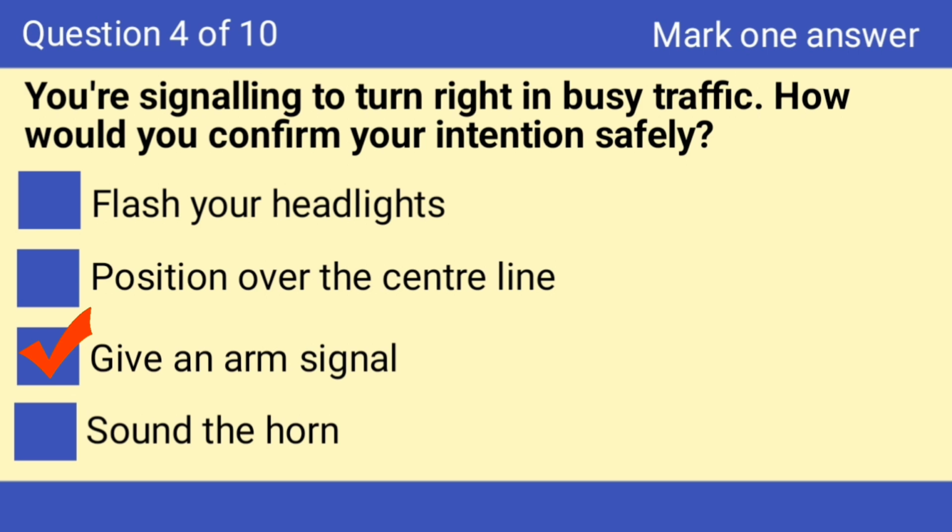The correct answer is give an arm signal. Explanation. In some situations, you may feel your indicators can't be seen by other road users. If you think you need to make your intention more obvious, give the arm signal shown in the Highway Code.